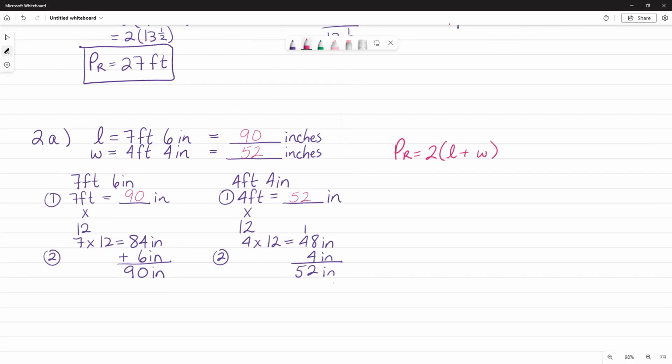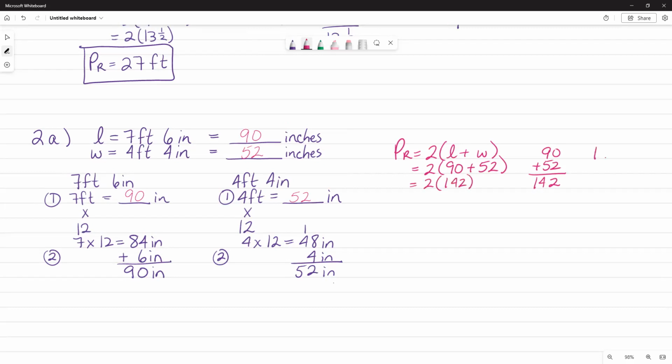We're doing it in inches now. So this is 2 times the length, 90, plus the width, which is 52. Our first step is we do 90 plus 52. The order of operations is inside the parentheses first. 90 plus 52 is 142. So this is 2 times 142.